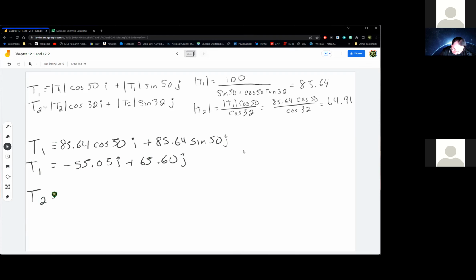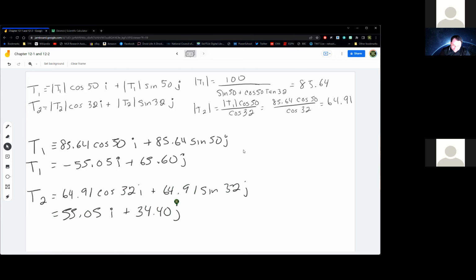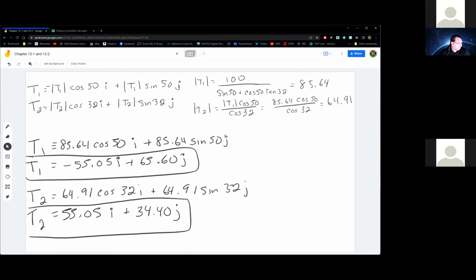And then T2, same process. So 64.91 cosine 32 i plus 64.91 sine of 32 j. So we get 55.05 i plus 34.40 j. So that's T2. So now we have our magnitudes and we have our tension vectors. Now the engineers and the physicists can go use those to do other things.